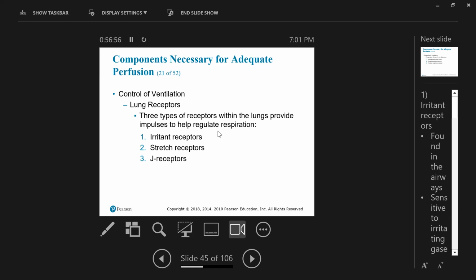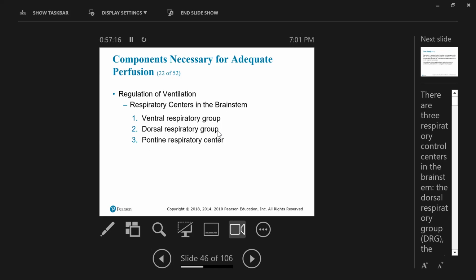The stretch receptors: you can only breathe in so much before your brain tells you to stop. The irritant receptors are caused by irritants: if an irritant gets into your lungs, you're going to try to breathe a lot faster. The regulatory centers are in the brainstem: the ventral respiratory group, the dorsal respiratory group, and the pontine respiratory center.